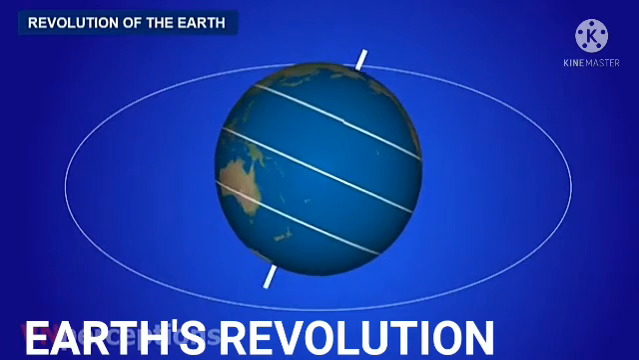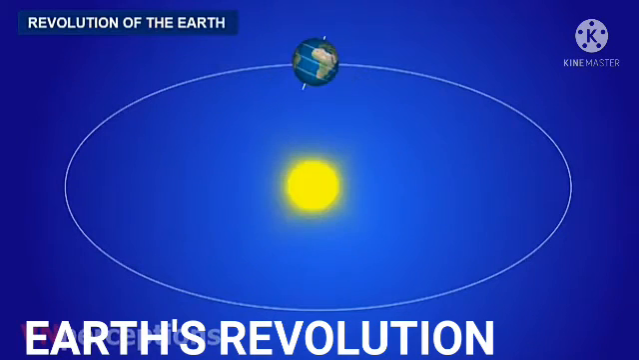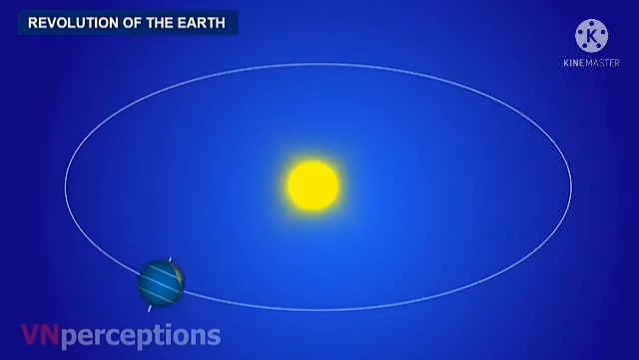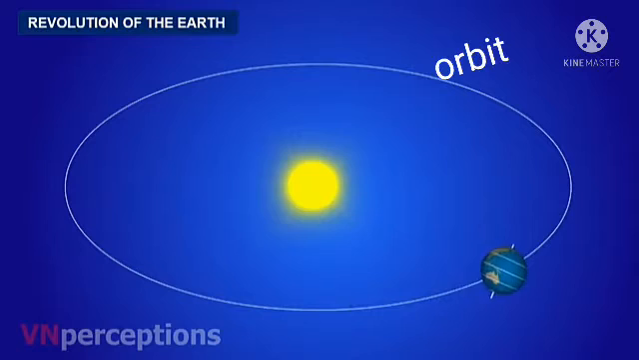Now let's look at the earth's revolution. Revolution of the earth is the movement of the earth around the sun in its orbit. The earth moves around the sun in a particular path. That path is called the orbit.